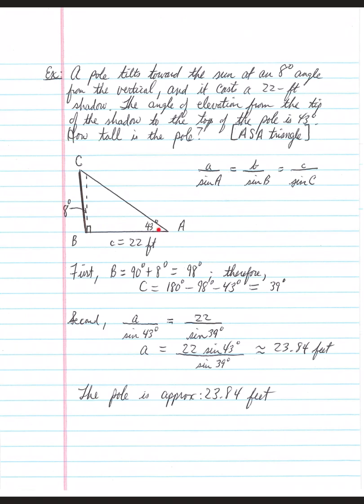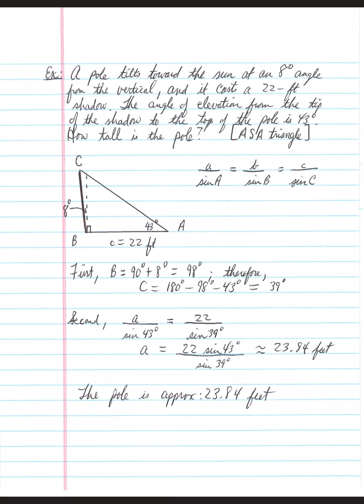Well, we know B and A, so subtract those from 180 to get C. 180 degrees minus 98, and that's from the pole being tilted 8 degrees from the vertical. And then angle A, the elevation, is 43 degrees. Angle C at the top is 39 degrees. Now we know all the angles.